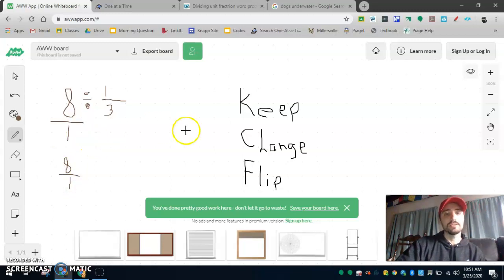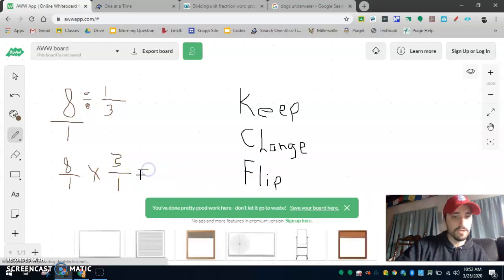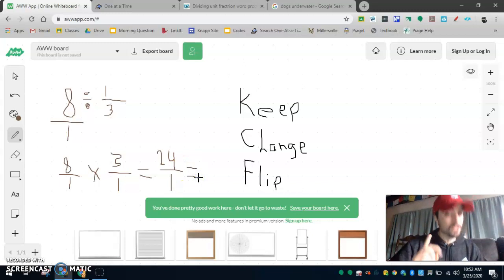Now I get to change. What am I going to change that division sign into? Right on. I change it to a multiplication sign, and then I flip 1/3. 1/3 gets flipped into 3/1, and now I can multiply across. 8 times 3 is 24 over 1 times 1, which is 1. And we know that a fraction is the same thing as division. 24 divided by 1 is just 24. So my answer is 24.